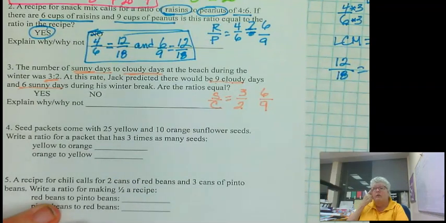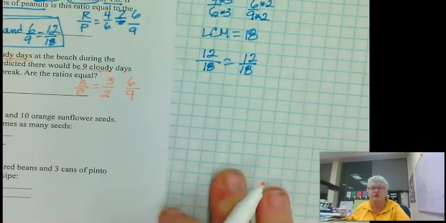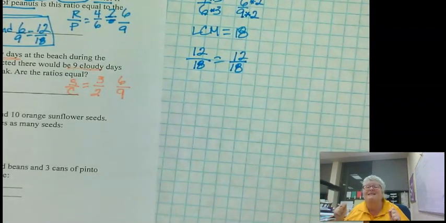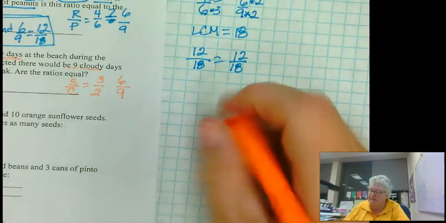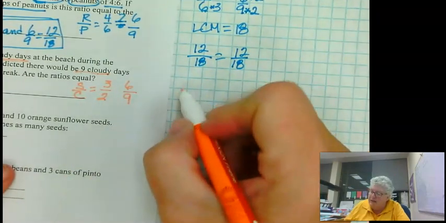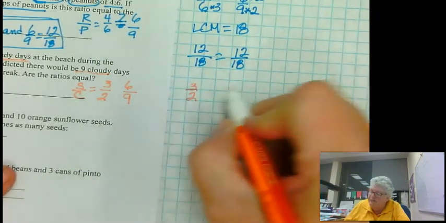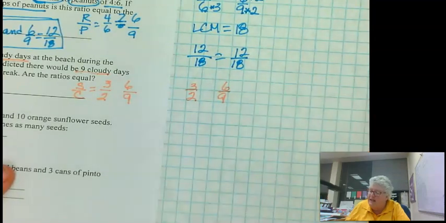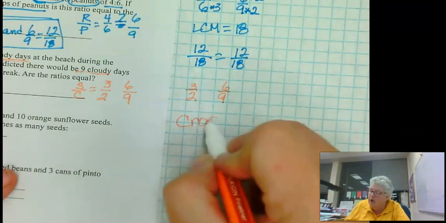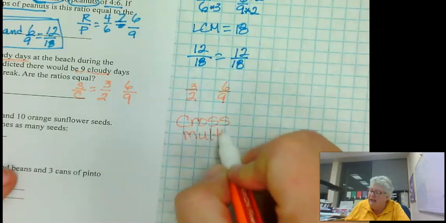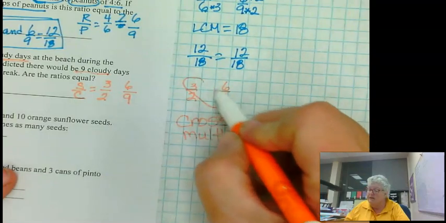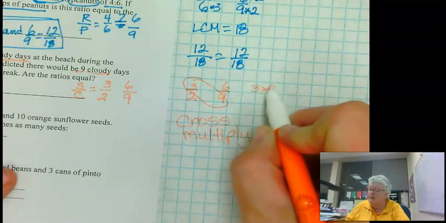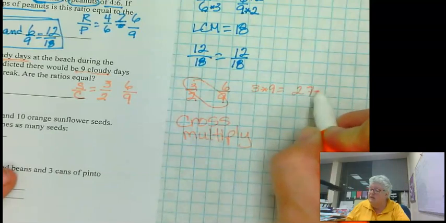Okay, so here's the third strategy I'm going to show you. And this, I think, is the easiest one ever to find out if two fractions are equivalent. So we've got 3 to 2, and we've got 6 to 9. I'm going to do something called cross multiply. I know, can you believe it? You're like, wait a minute, we learned that in 5th grade. Yes, you did.